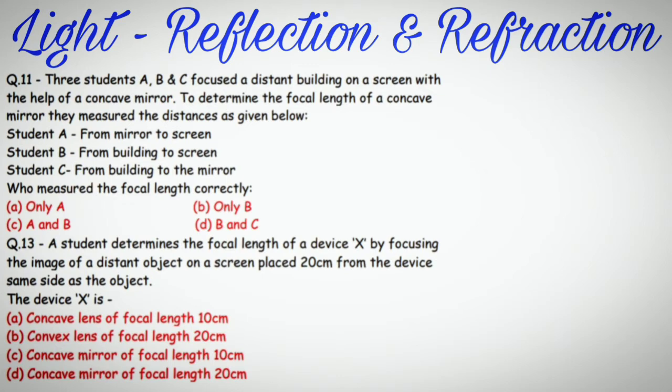A student determined the focal length of a device X by focusing the image of a distant object on a screen placed 20 cm from the device, on the same side as the object. The device X is: Option A, concave lens of focal length 10 cm.